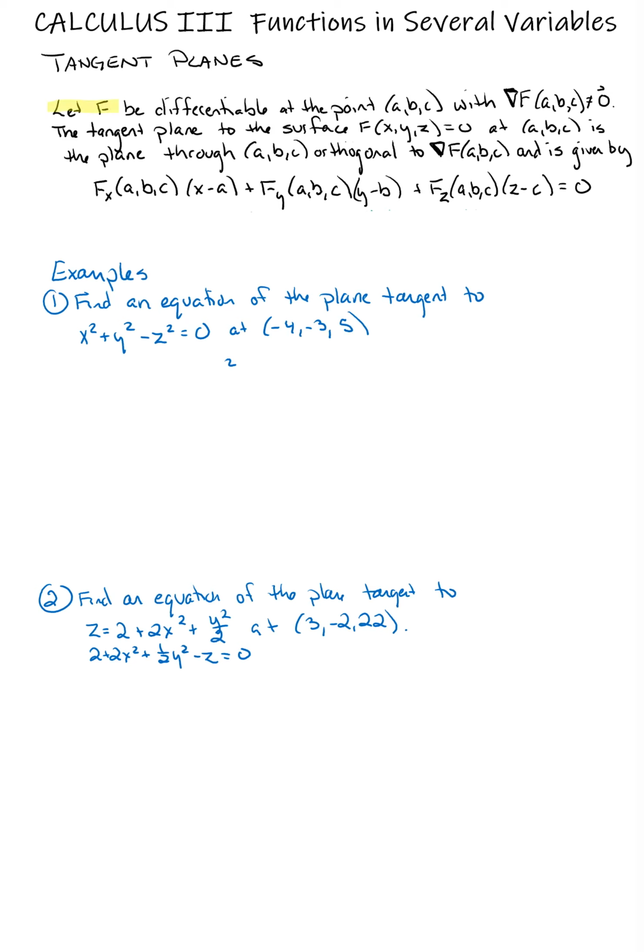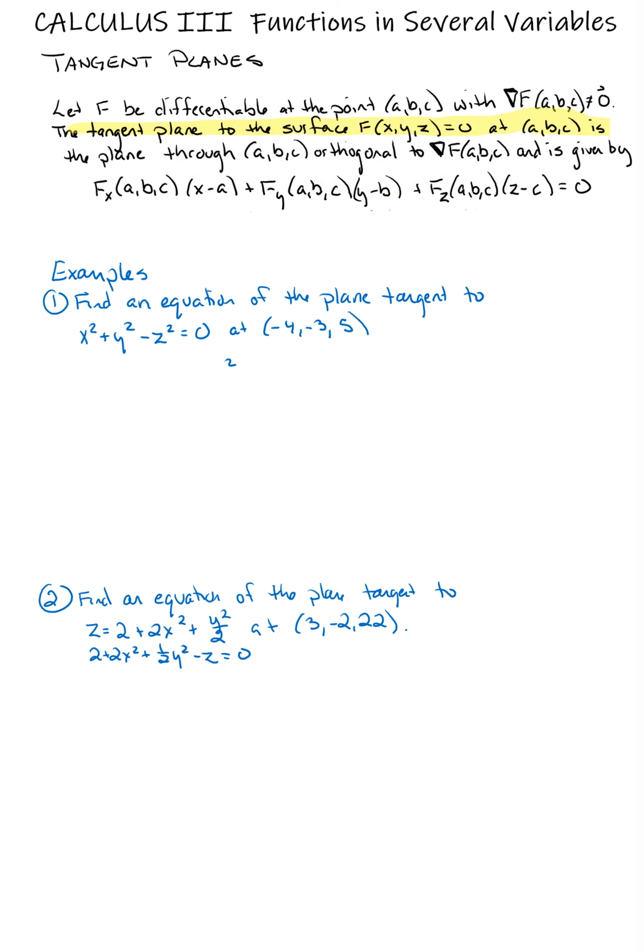Let f be differentiable at the point (a, b, c) with the gradient at (a, b, c) not equal to the zero vector. Then we can define the tangent plane to that surface, f(x, y, z) = 0, at that point (a, b, c). It is the plane through this point orthogonal to the gradient, and it's given by this equation here.